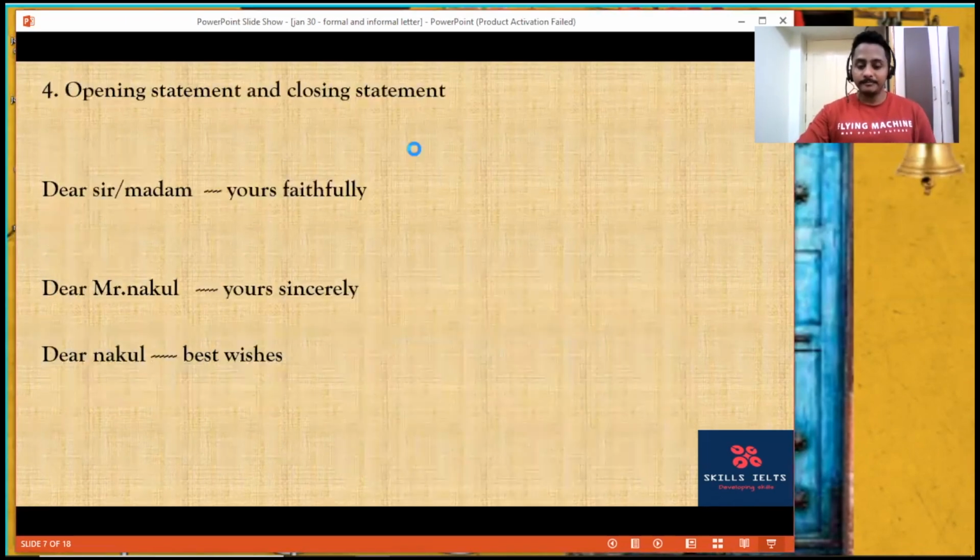All right, fine. Opening statement accordingly differs. Closing statement differs. In an opening statement for a formal letter, you say dear sir or madam, ending with yours faithfully. For a semi-formal letter, you would still address it as Mr. and the name. For an informal letter, that Mr. you remove because you know the person very well. Dear Nakul, dear David, dear Adam. Yours sincerely becomes semi-formal, yours faithfully becomes formal, best wishes or whatever you want you can write in the informal.